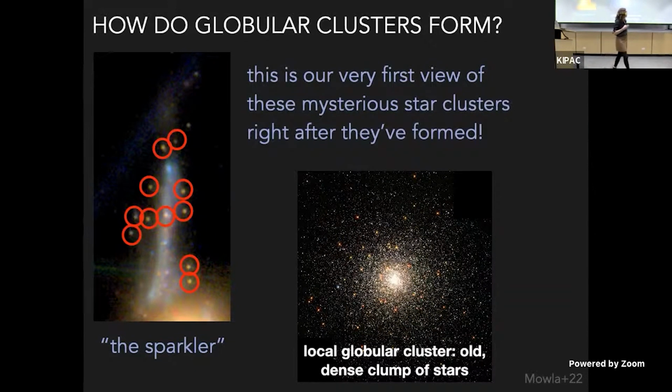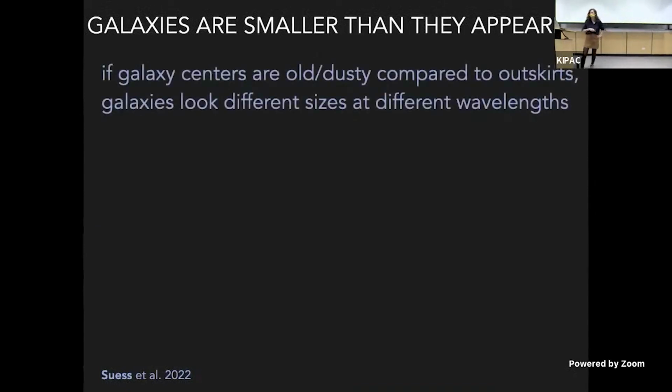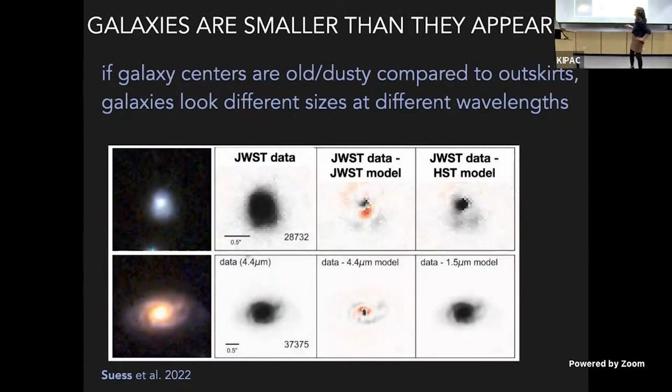And in all of these things that I've circled, I even missed some of them actually, all of these are globular clusters that are seen right after they're forming. And so the hope is that we can try and understand why these globular clusters look the way that they do, now that we're able to see them as they were much further in the past.